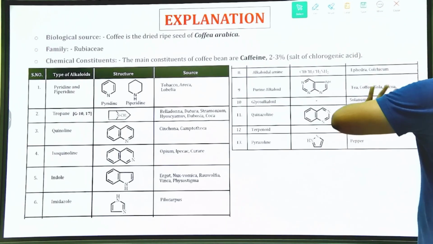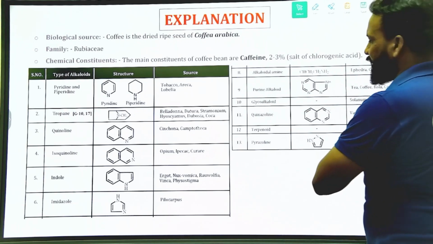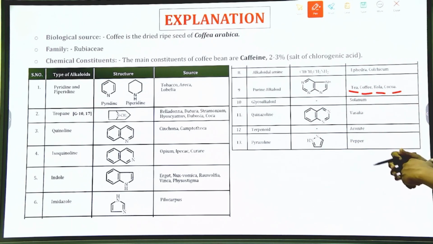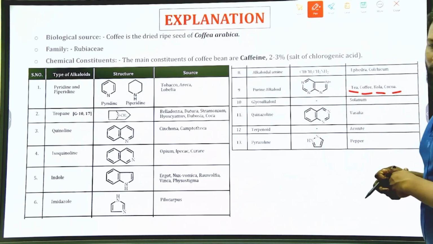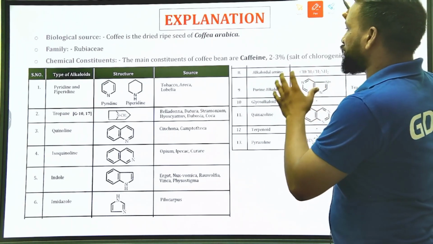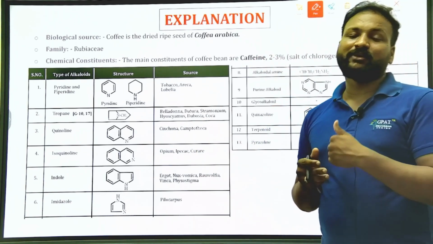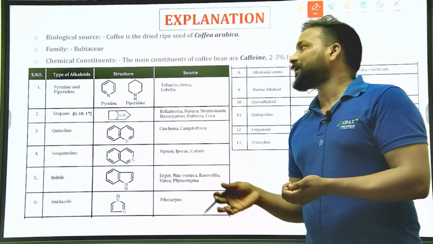You can see these are all the classifications we have already come across. In the purine alkaloids, examples are tea, coffee, cola, and coca. Please do remember these sources and their chemical classification regarding their chemical structure.